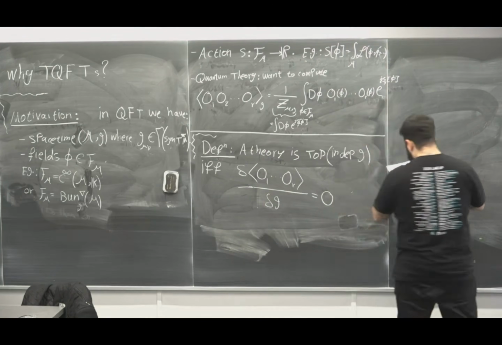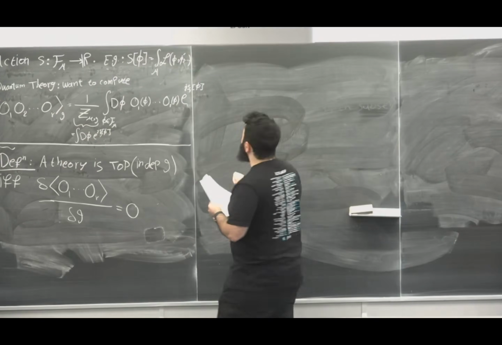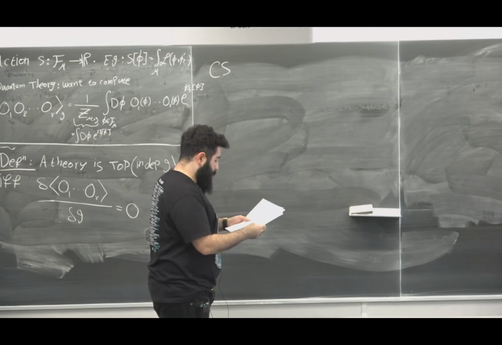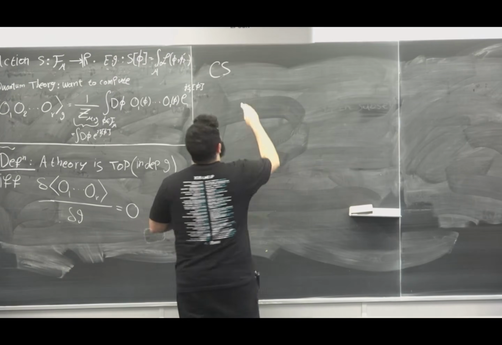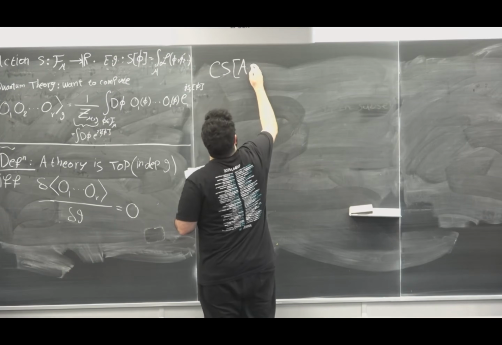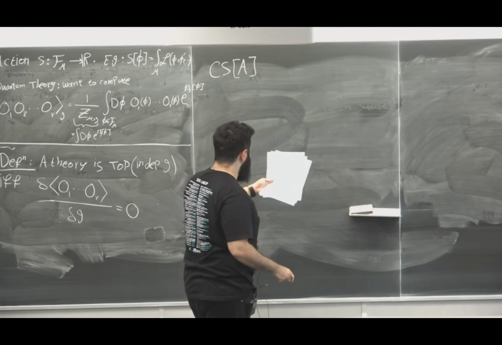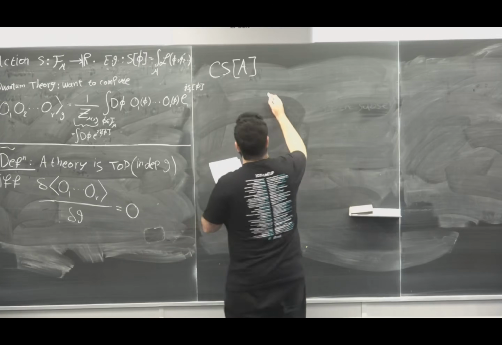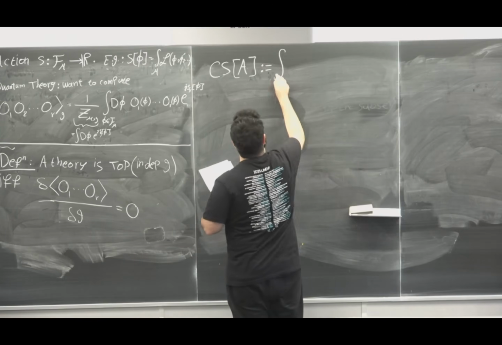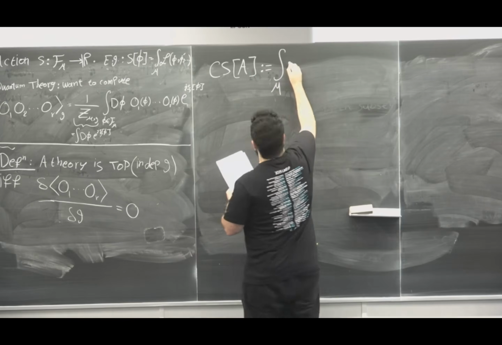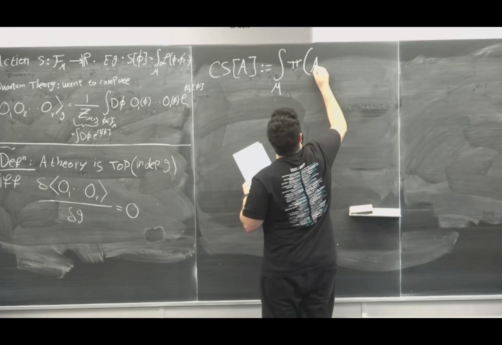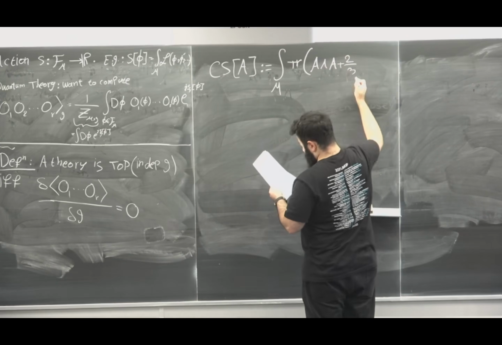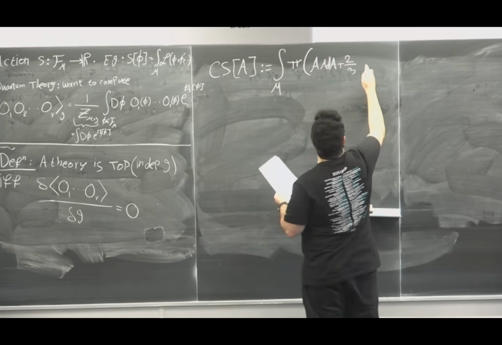Now, I'm going to give an example of such a theory. When we usually say theory, it's another word for an action in physics, usually. This is the Chern-Simons action, where A is a connection. I'm going to define it as the trace of A, which A dA. There we go.